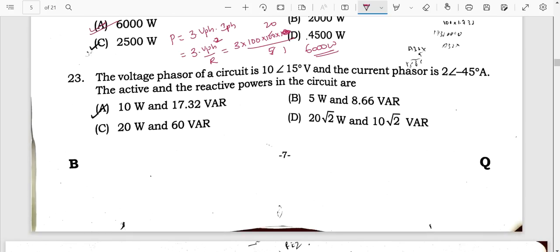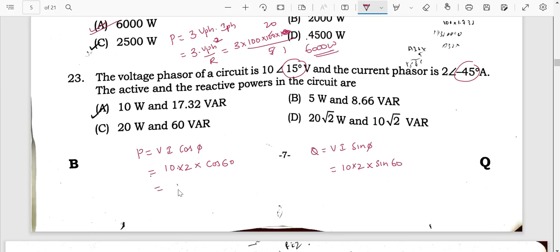Next one. The voltage phasor of a circuit is 10 at an angle of 15 degrees and the current phasor is 2 at an angle of minus 45 degrees. Find the active power and reactive power of the system. For single phase, P is nothing but V into I into cos phi, where phi is the angle between them, and Q is V into I into sin phi. The V value is 10, the current value is 2, so 10 into 2 into cos of the phasor difference between 15 and minus 45, which is 45 plus 15, 60 degrees. Similarly 10 into 2 into sin 60.